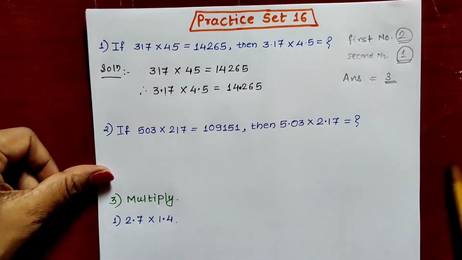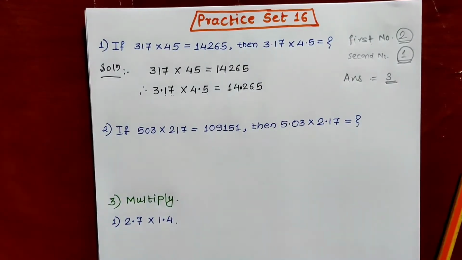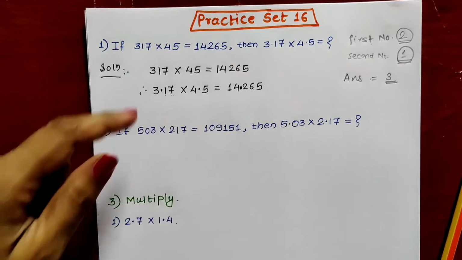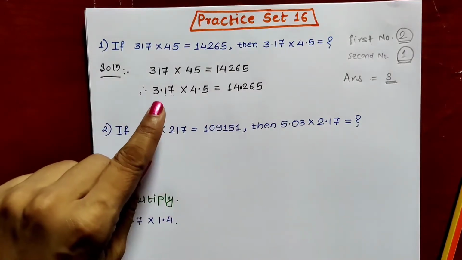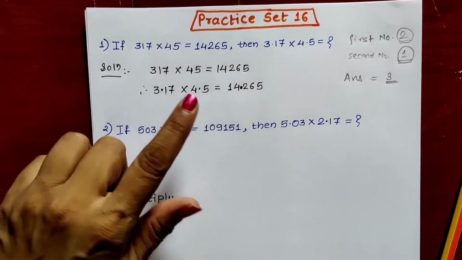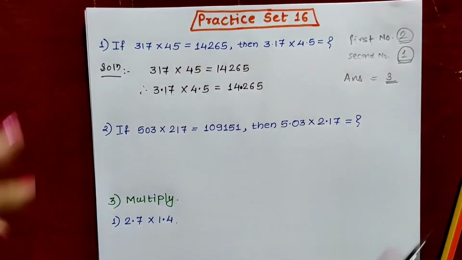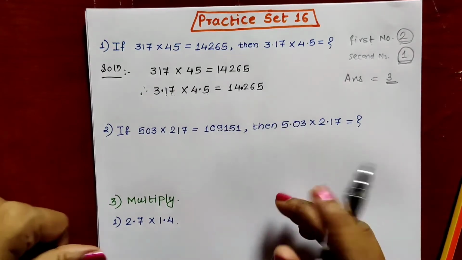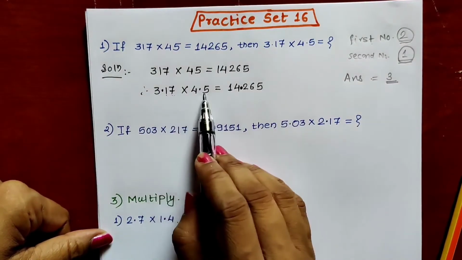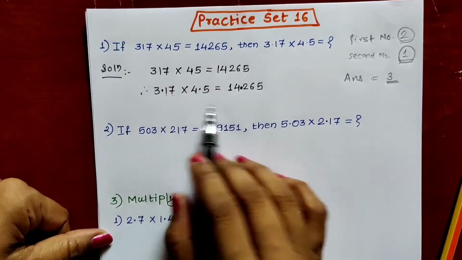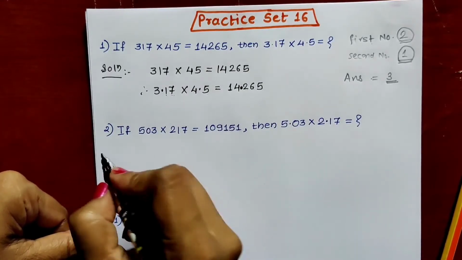You have to apply this logic to write the answers of these two questions. Question number 1 and 2. You have to check how many digits are there in first number. You have to check how many digits are there in the second number after decimal point on the right hand side. And then you can put the decimal point in the answer according to this number of digits in the given numbers. Now let us see in the second sum.